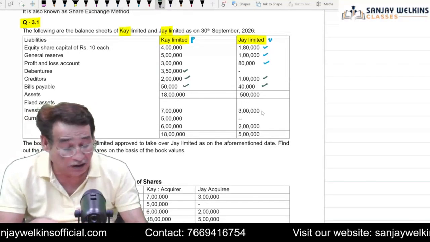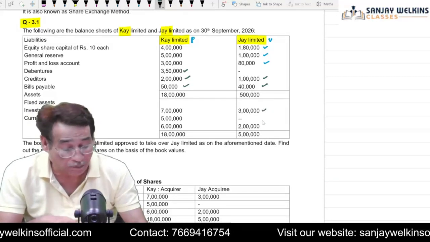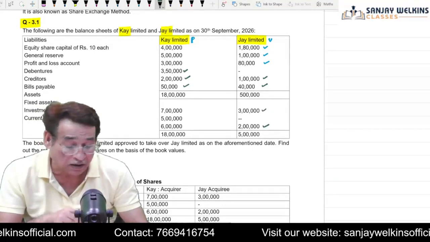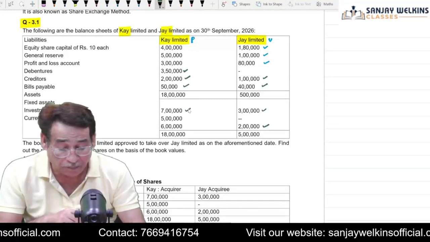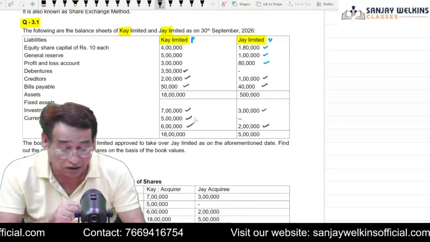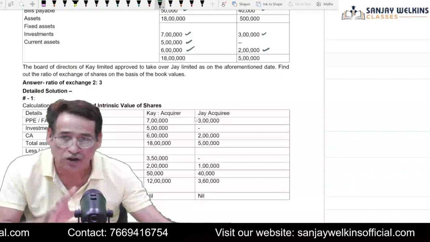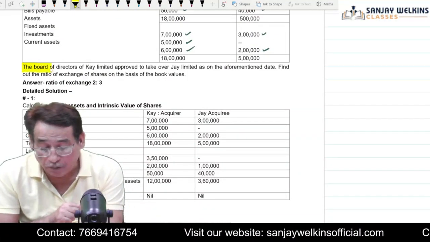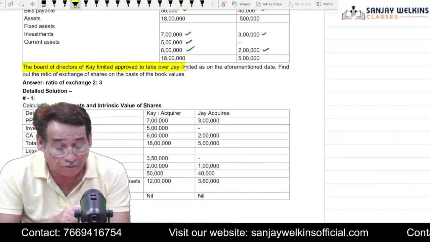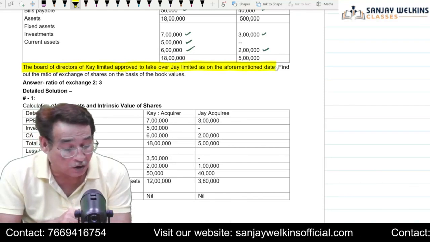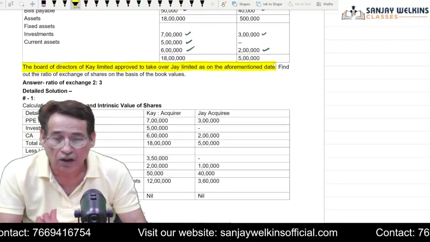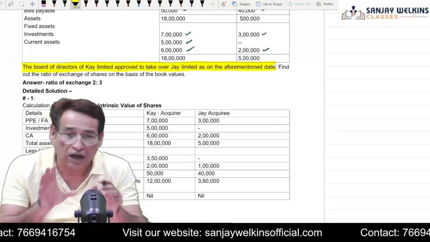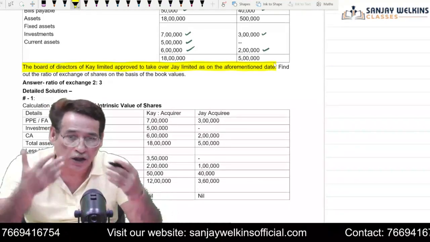Coming over to the asset side, what we find, there are fixed assets of vendor company, but there is no investment and current asset. However, purchasing company is having fixed asset, investment and current asset. A very small balance sheet is given to you, just to explain the concept. Here it is written, Board of Directors of K Limited approved to take over J Limited on the aforementioned date. So on this date, Directors of K Limited decided to take over J Limited.